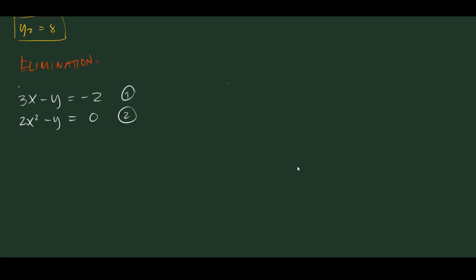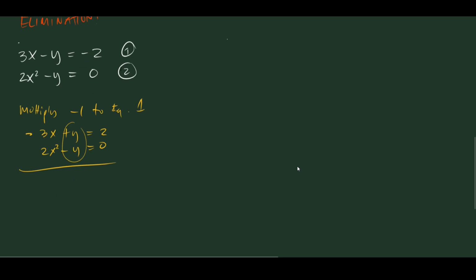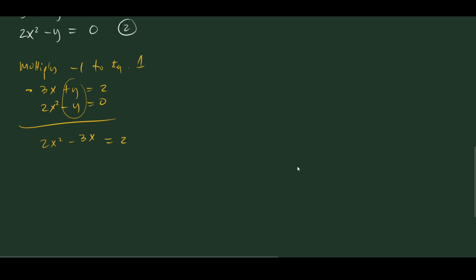So if we multiply negative 1 to equation 1, we get negative 3x plus y is equal to 2, right? So if we add that to our equation 2, 2x squared minus y is equal to 0, what will we get? This positive y and negative y will cancel out. You will be left with 2x squared minus 3x is equal to 2. So let us rearrange this. 2x squared minus 3x, and if we subtract 2 from both sides, minus 2 is equal to 0.